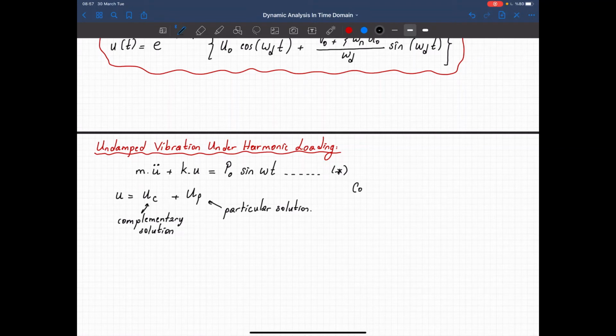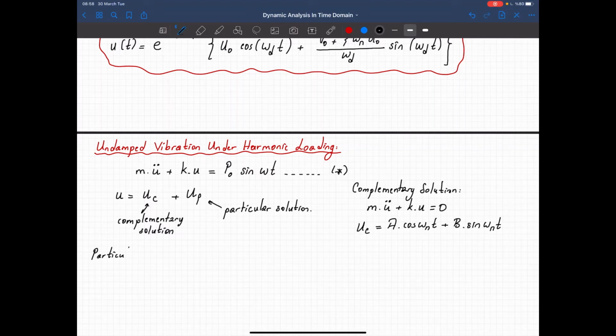So we already obtained the solution for the complementary part. Remember that we were solving m times u double dot plus k times u equal to 0, and from that we obtain the complementary solution as a times cosine omega n t plus b times sine omega n t. Now the particular solution, let's take a look at it.